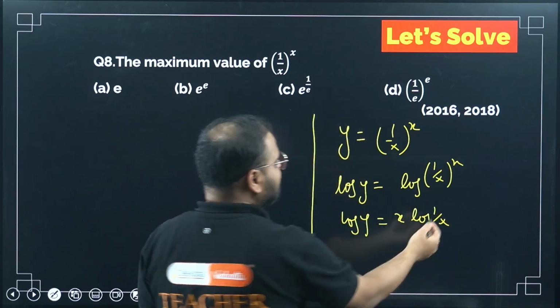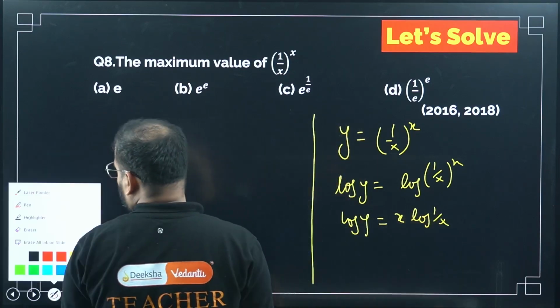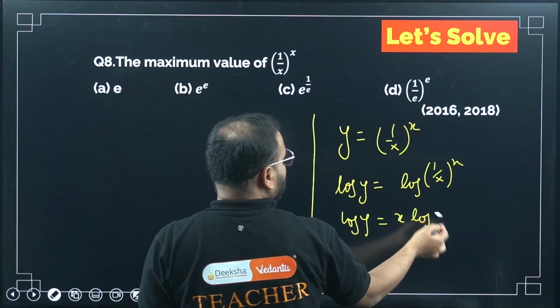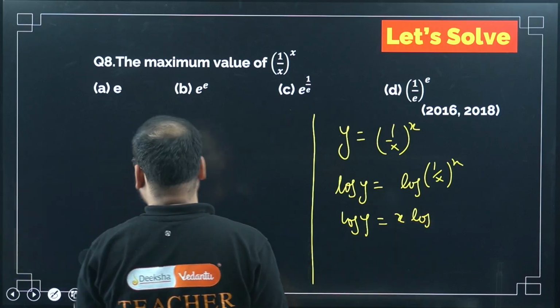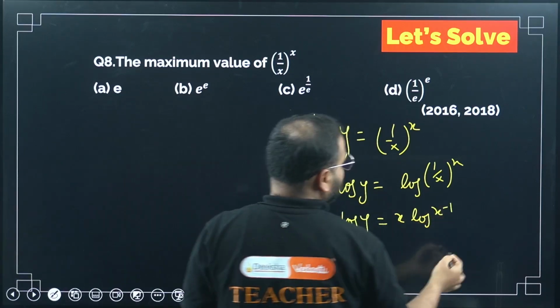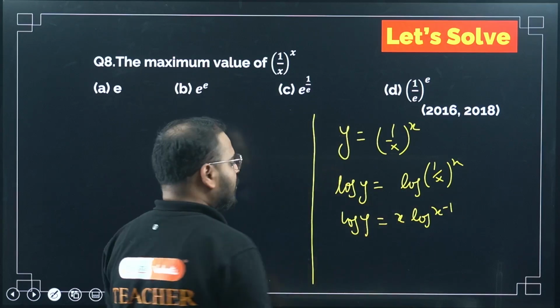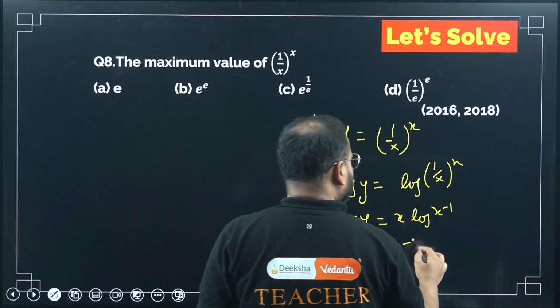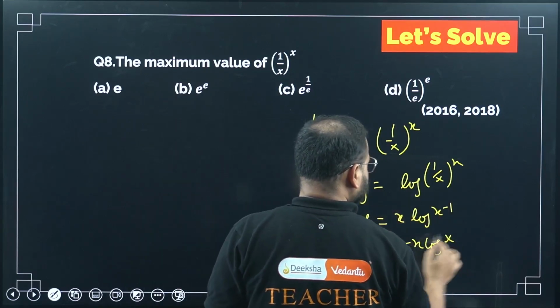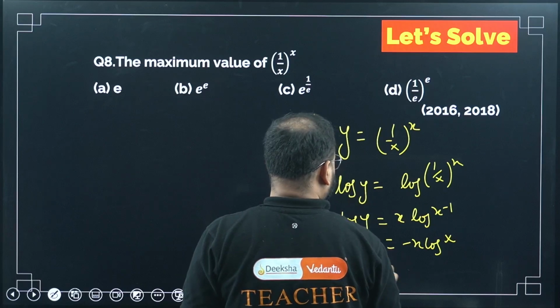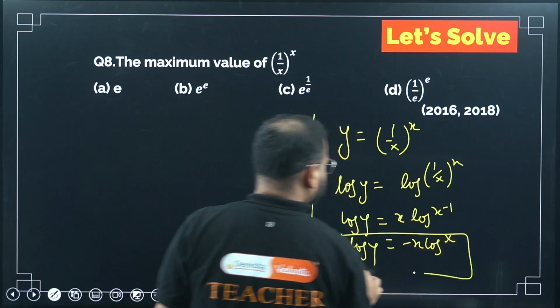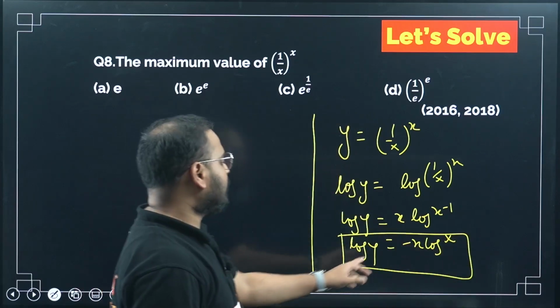Yes. I can write this as what? I can write log of 1 by x as x power minus 1. Please check. X power minus 1 will bring it outside because the power will come in front. So minus x log of x. This is log of y. This is my final answer for the function: log of y equal to minus x log x.